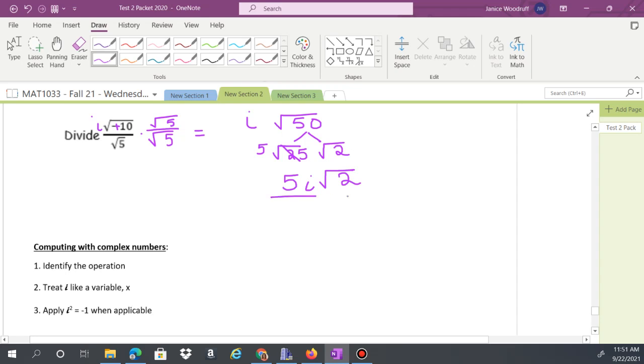That's my numerator. What goes in my denominator? Square root of 25, which is what? 5. So I just put this over a 5. And these 5s cancel? Yeah. So i root 2.